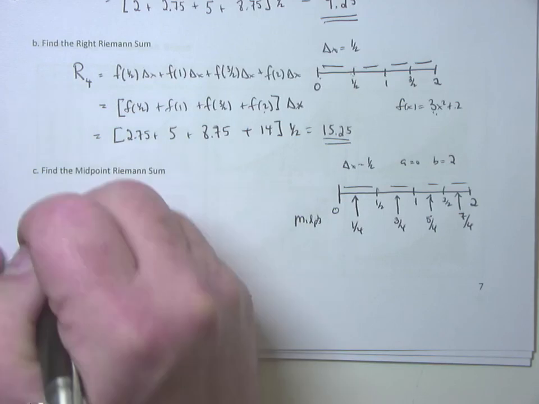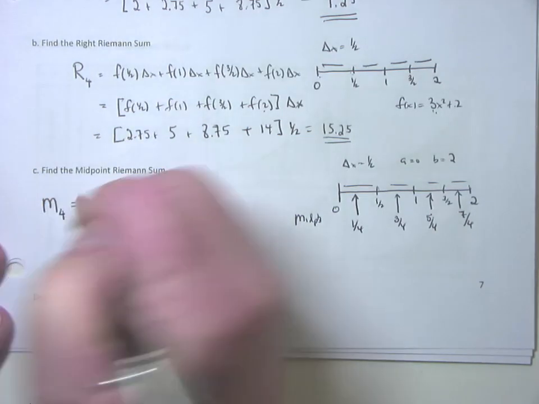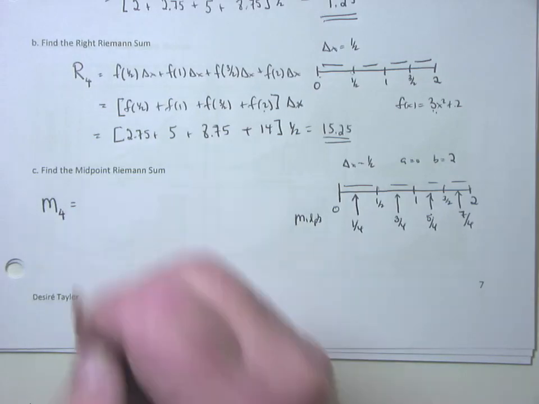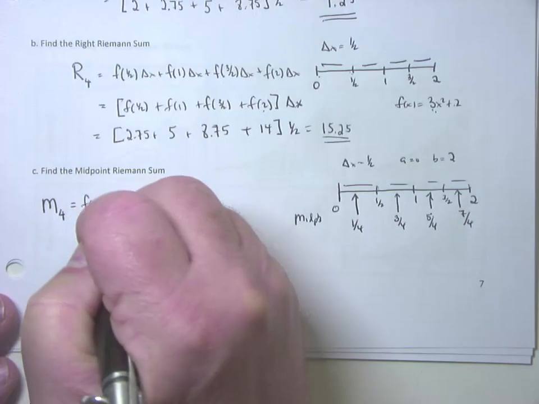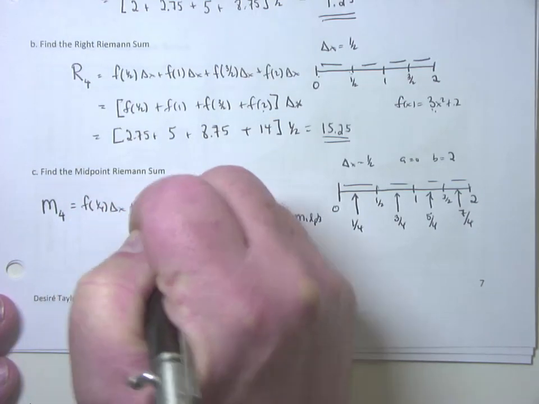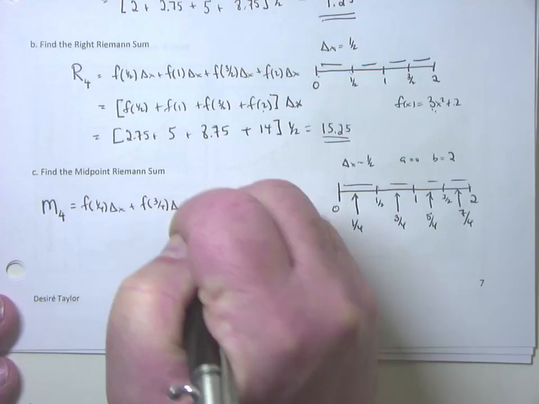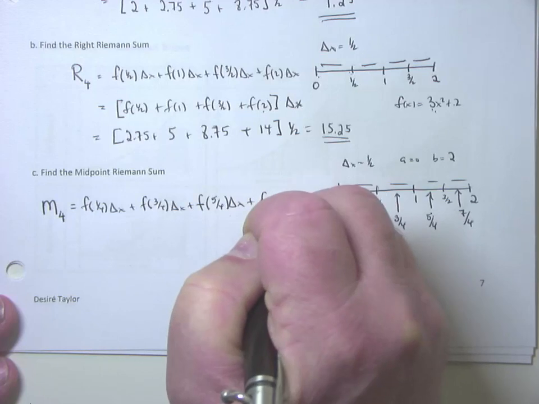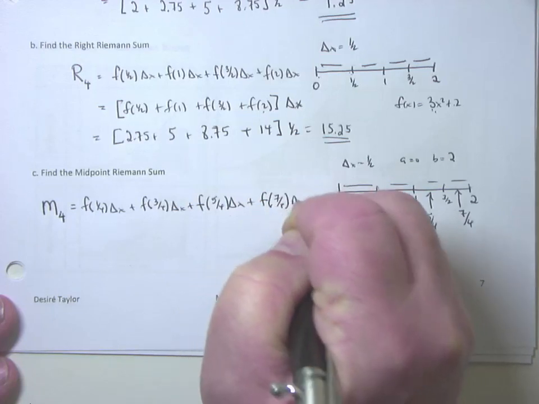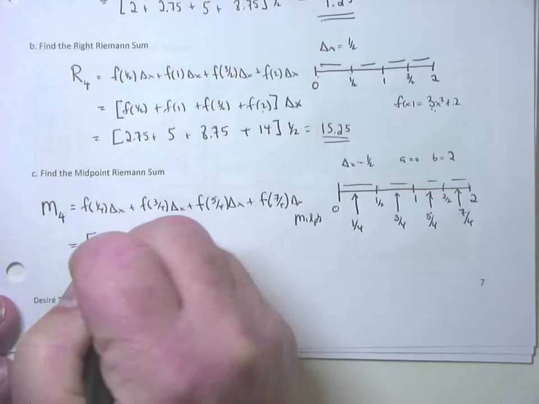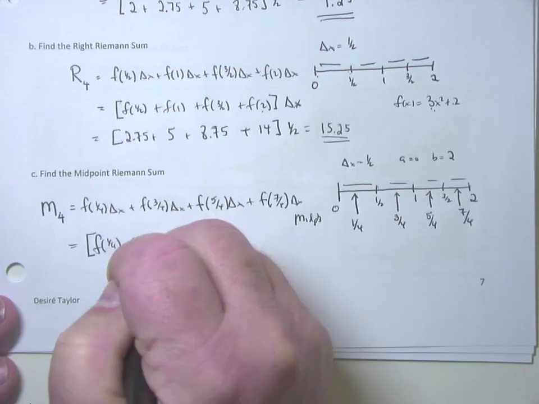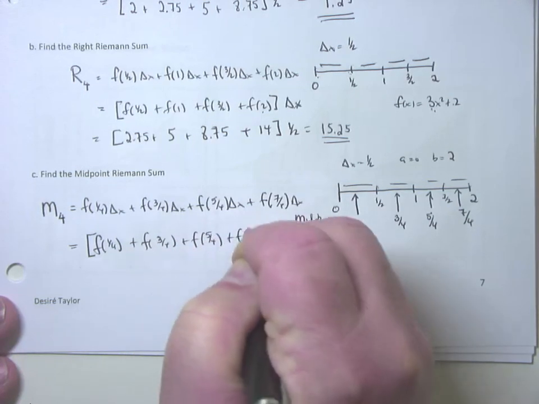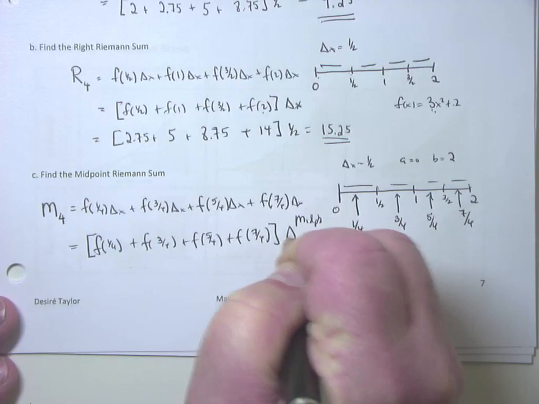So your midpoint Riemann sum for 4 partitions, M subscript 4, is going to be f of 1/4 times delta x, plus f of 3/4, the next midpoint, times delta x, plus f of 5/4 times delta x, plus f of 7/4 times delta x. Again, delta x is common in all of this, so this would be f of 1/4 plus f of 3/4 plus f of 5/4 plus f of 7/4, all that times your delta x.